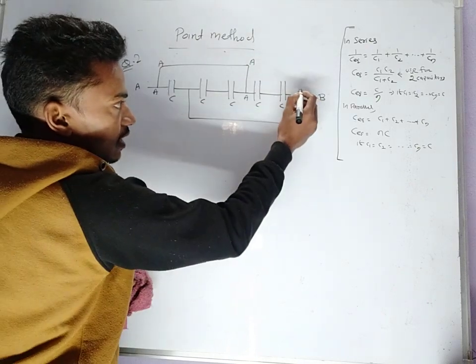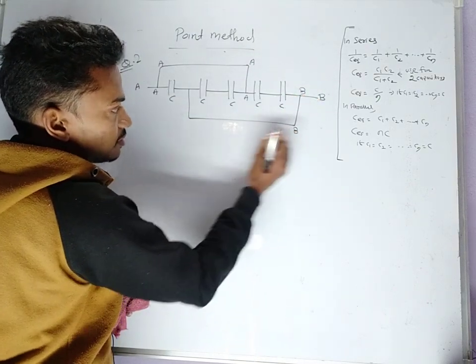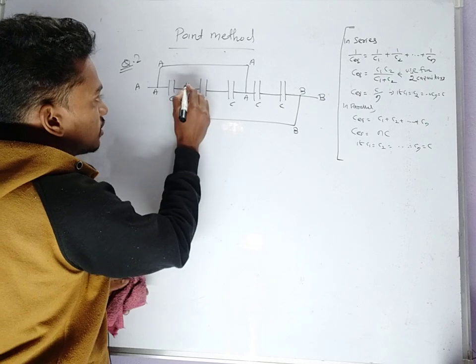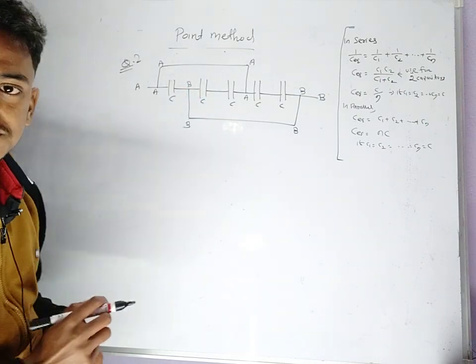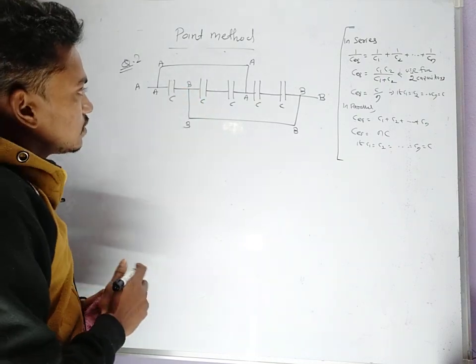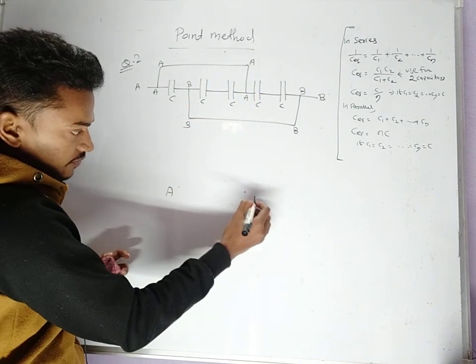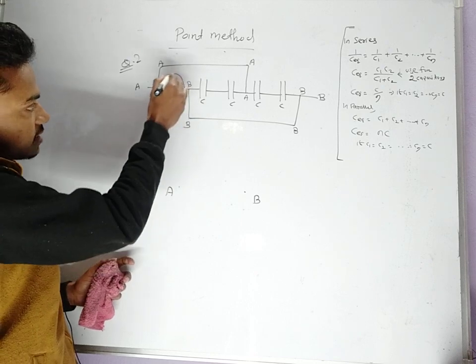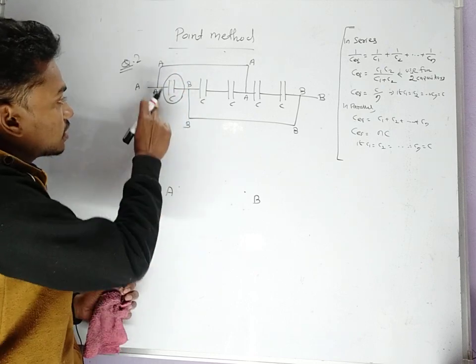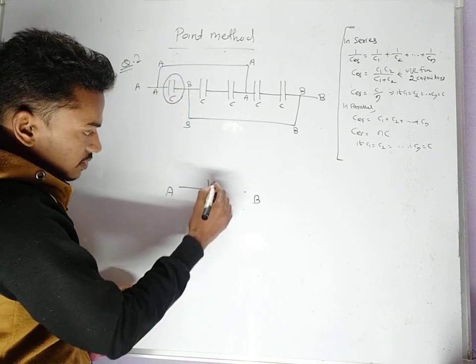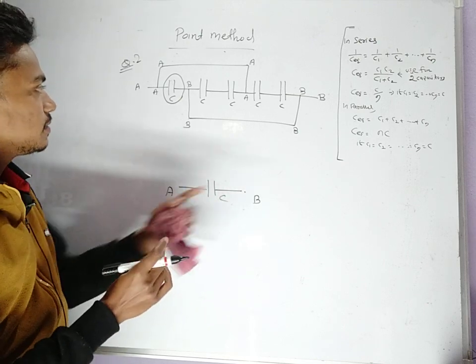Similarly, this is B and this will be B, and this is B and this is B and this is B. Okay, so we got only 2 points here. So redraw the figure with A and B. This first capacitor is connected between A and B. So connect C between A and B.